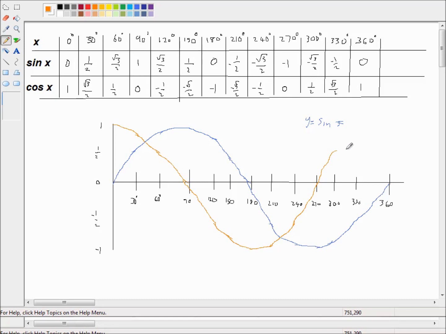330 degrees we're at root 3 over 2. And 360 degrees we're all the way back up to 1. Okay, and then we can write in y equals cos x.